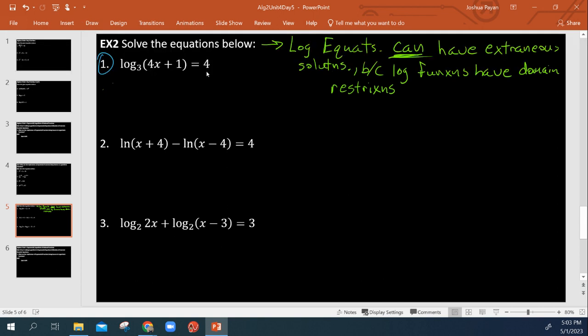So let's look at this first example. Two schools of thought here. Obviously, I can rewrite this as an exponential function. So I can say 3 to the fourth power is equal to what's inside the parentheses. So 3 to the fourth power is equal to 4x plus 1, right?